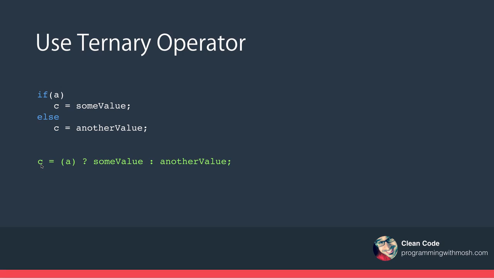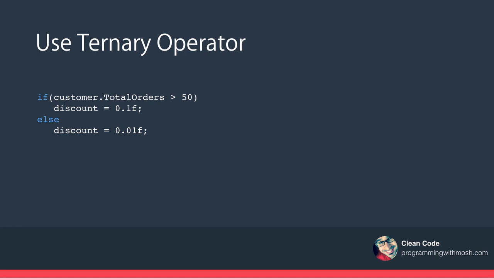Let's see a real-world example. So imagine we have an expression like this. If customer.total orders is greater than 50, we want to set discount to 0.1. Otherwise, we want to set it to 0.01. We can rewrite this expression using ternary operator like this. So if customer.total orders is greater than 50, we want to return 0.1 and assign it to discount. Otherwise, we'll return 0.01 and assign it to discount.